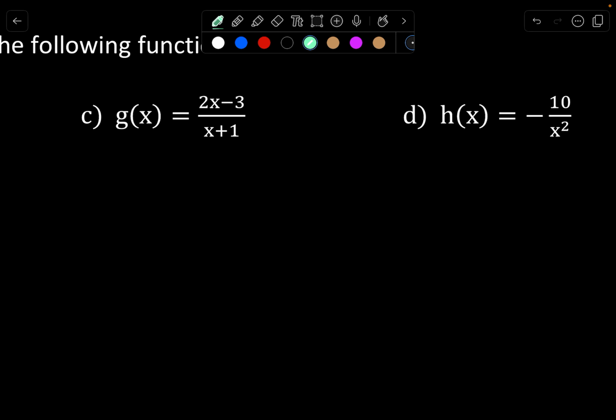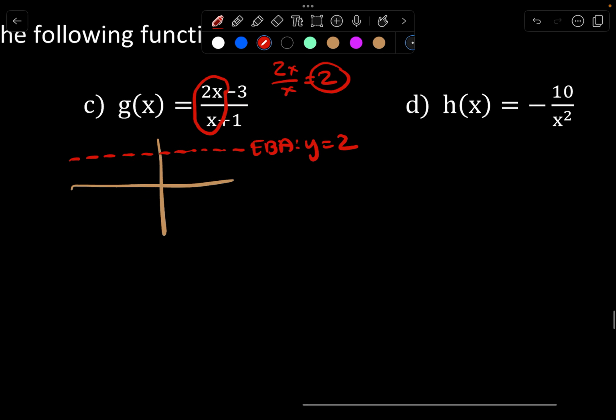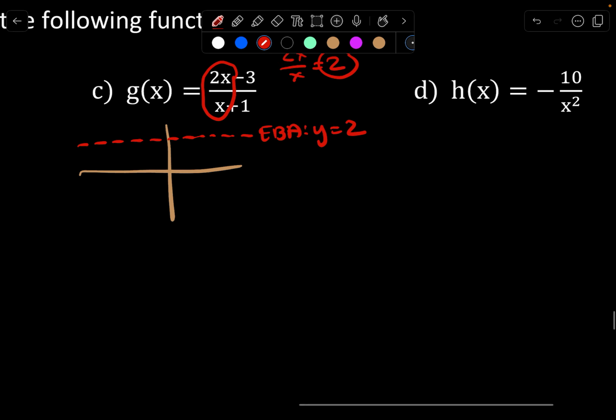And C, this is a rational function, which is the next unit. So this is kind of an introduction. But you have a calculator. If you plug this into the calculator, you can see that you have an EBA at 2. Your end behavior asymptote at y equals 2. And I know this because if we look at this and think back to when we did division, you can take 2x divided by x, which is equal to 2, and that's going to be your quotient, okay? So that means we have an end behavior asymptote at y equals 2. We'll do more of this in rationals. Don't stress about this if you don't remember it.